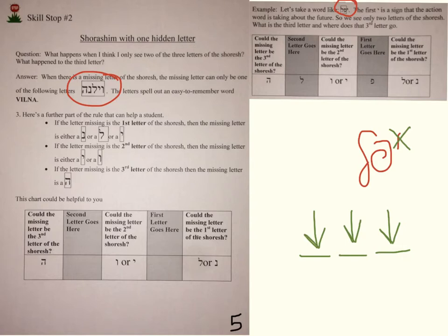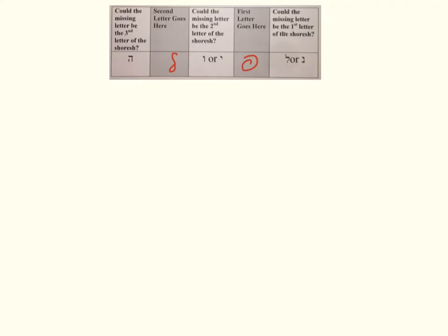So what we're going to do now is take the 2 letters that we know, which is pei and lamed, and we're going to start plugging in the other possible missing letters to see which combination of letters makes sense for the shoresh. So now we just start putting them together.